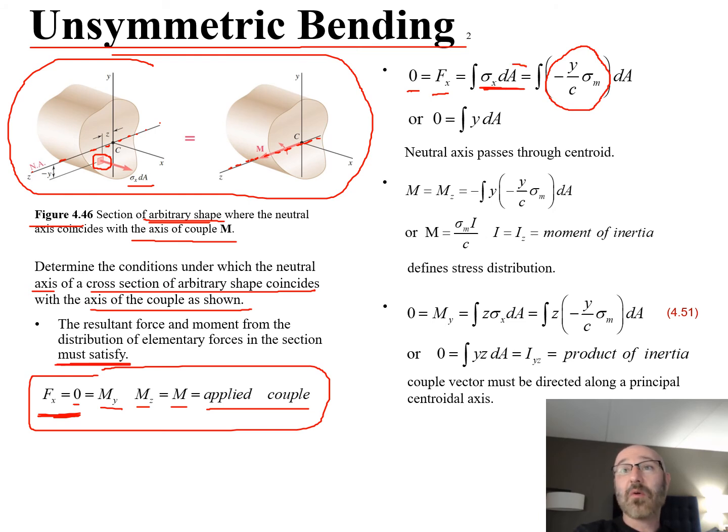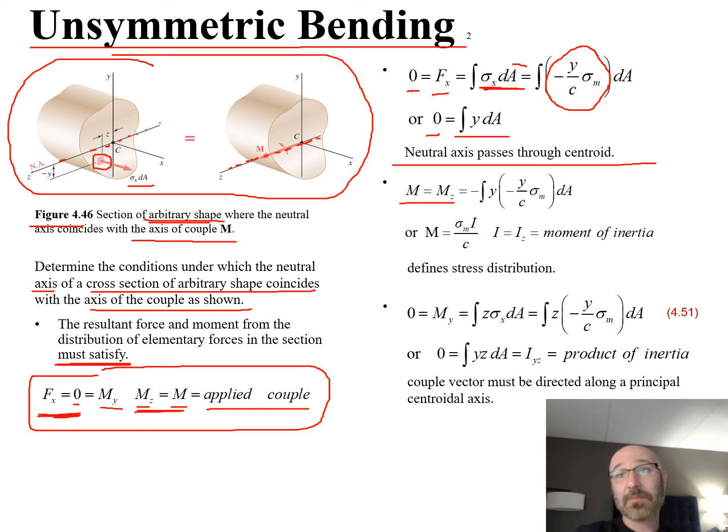When we do this out, we can see that this is equal to 0, which is equal to the integral of y dA. Now we know that our neutral axis passes through the centroid. So we have this relationship down here that M is equal to our M sub z, which is equal to that integral of y times sigma x dA.